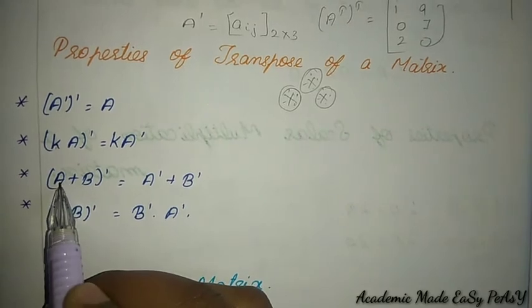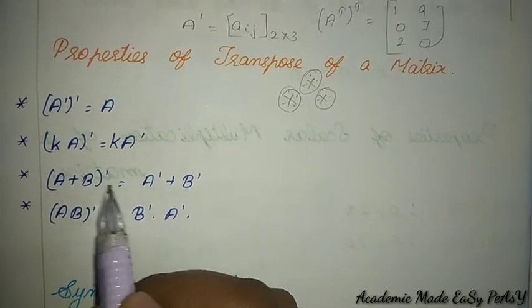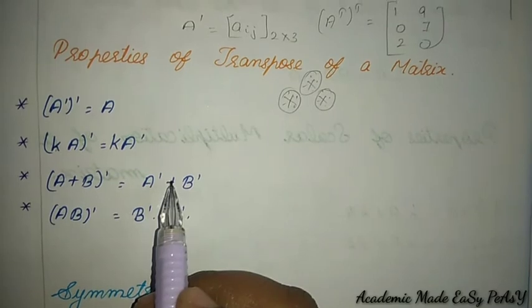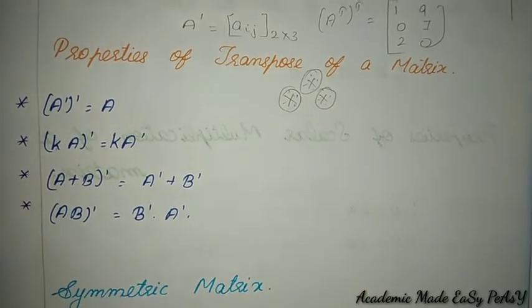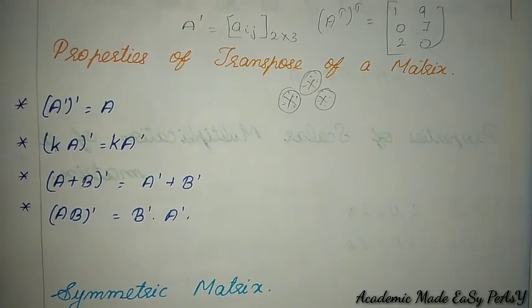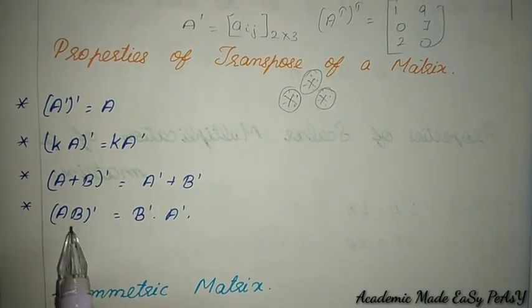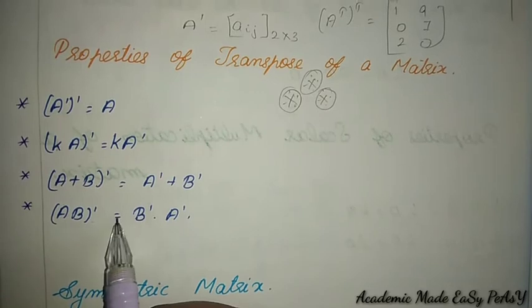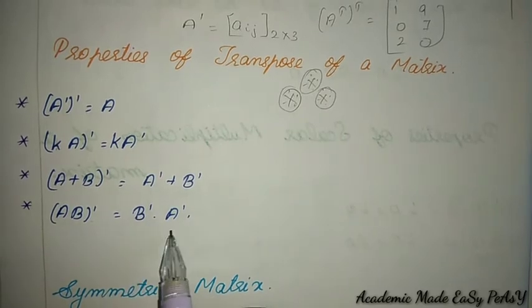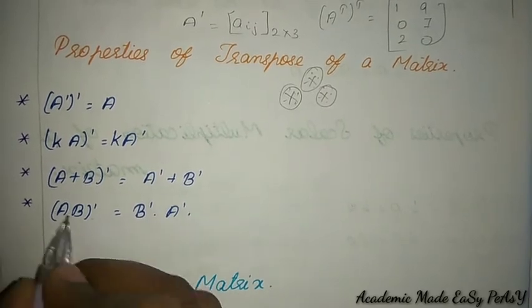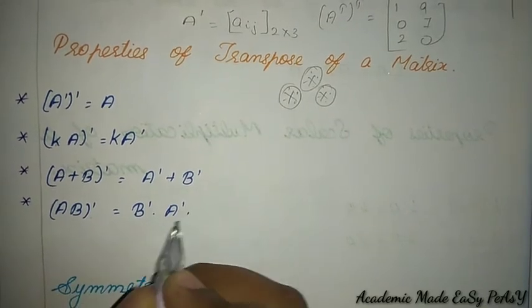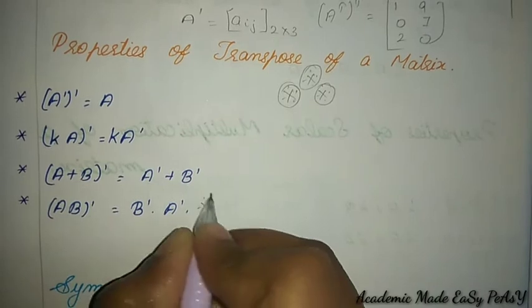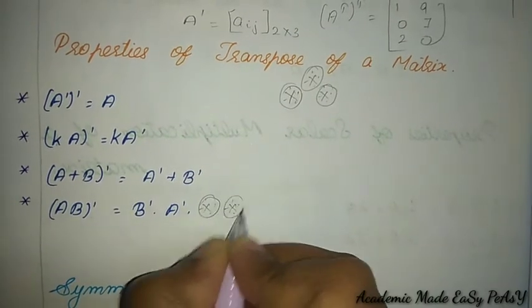The next is (A + B) the whole transpose is equal to A transpose plus B transpose. You can just take this transpose inside for addition, and next they have given for multiplication. (A × B) the whole transpose is equal to B transpose into A transpose. So this whole transpose is equal to B transpose into A transpose. This is one of the important properties.